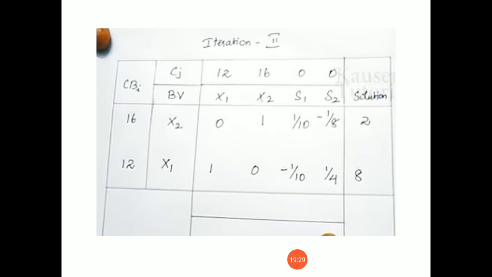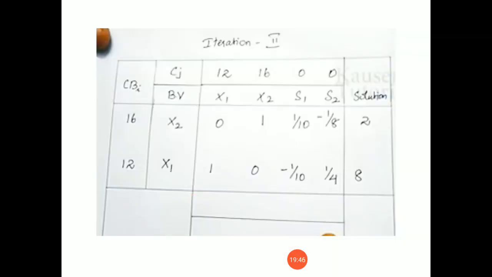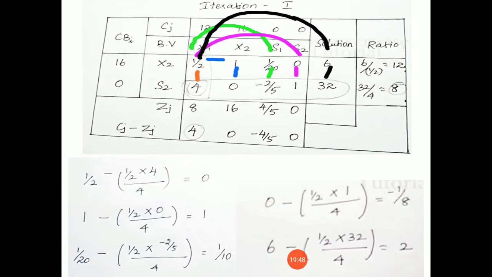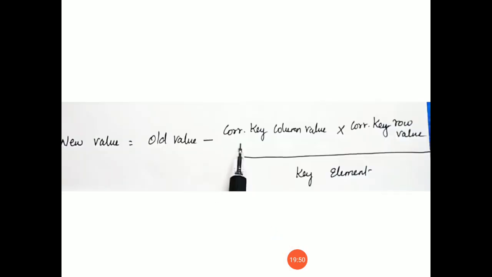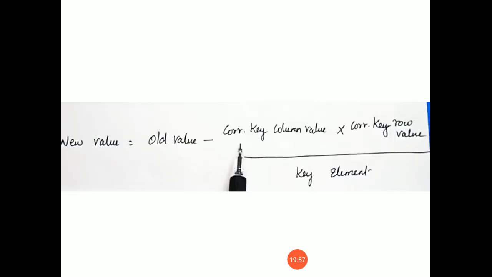So for finding the first element of x2 row in the iteration 2 table, I need to go back to the iteration 1 table and use the formula. The formula was, old value. So old value here is 1 by 2 and minus corresponding key column value into corresponding key row value divided by key element.